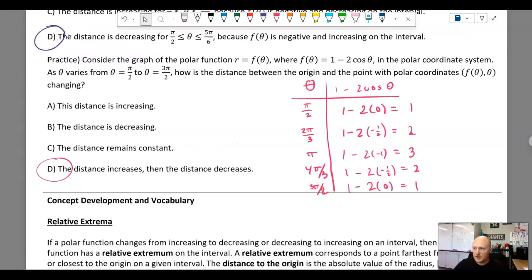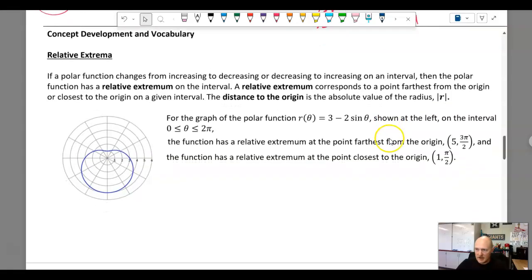All right, the answer again is D. The distance increases and then decreases from pi halves to 3 pi halves. So if you went ahead and you plugged in your quadrantals, pi halves, pi, and then 3 pi halves, you could see that we go from 1 to 3 back to 1. I threw in the pi thirds again because it is a cosine theta function. So that gives me a better picture, okay? So make sure you use multiple angles so you can get a clear picture of how that radius is changing. All right, next topic.